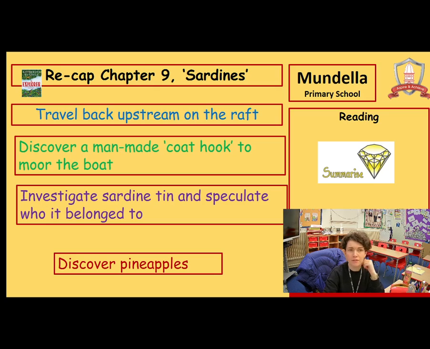So, as you can see, the first event that happens in the chapter is that the children travel back upstream on the raft. If you remember the maiden voyage, they set off down the river and now they decide to travel back upstream. They discover a man-made coat hook to moor the boat. To moor the boat means to bring it into the shore so that they can get on and off the raft. They find and investigate a sardine tin and speculate who it belonged to. Speculate means to guess, to try and work out who it belonged to. And at the end of the chapter, they discover pineapples, which is, of course, the fruit.